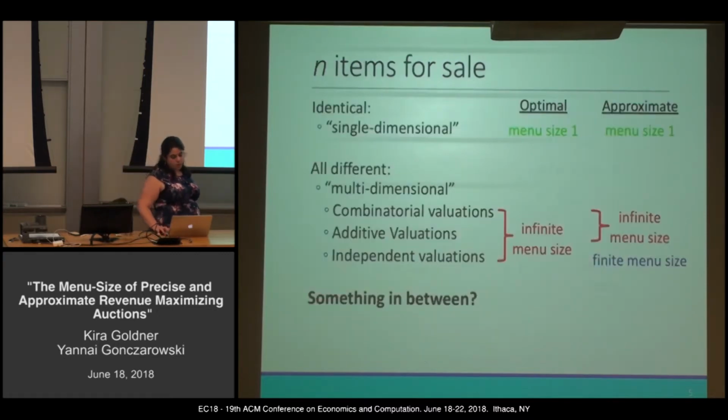Good question. Okay, so this was just again what Yannai said, which is that single dimensional is easy. All you need is one option. And all these multidimensional settings are infinite to do optimally, and most of them are infinite even to approximate, except for independent valuations. So we focused on that because those are finite. So the question is, what's in between?